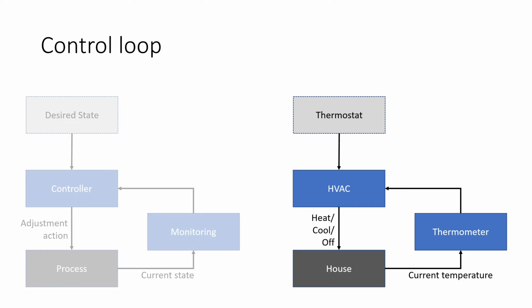Another example is heating in homes. The air conditioning system will read the current temperature from the thermometer, compare it with the thermostat, and then accordingly heat, cool, or just remain off depending on what the current temperature is.